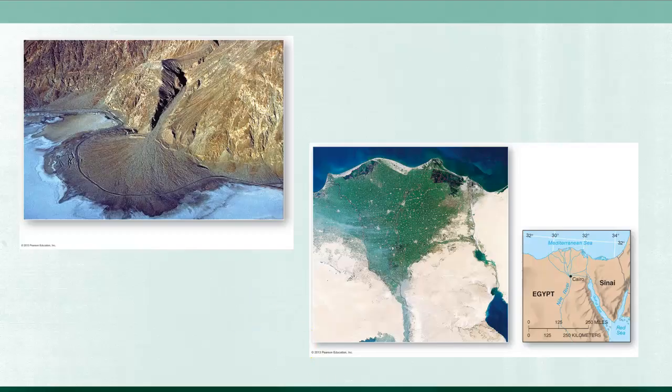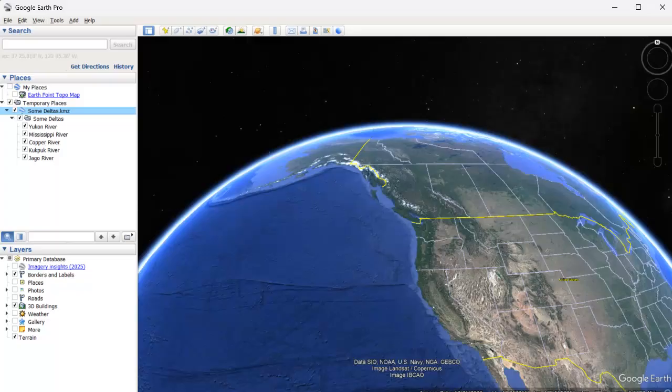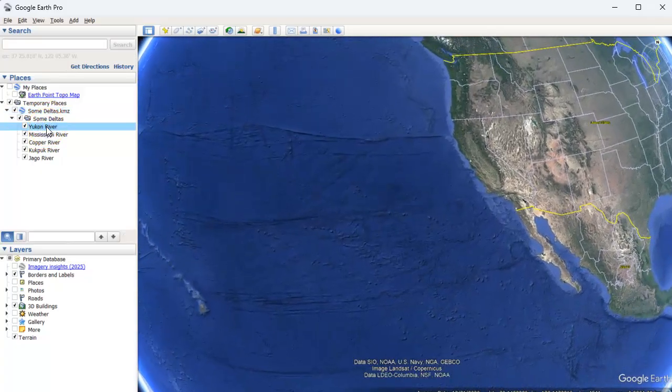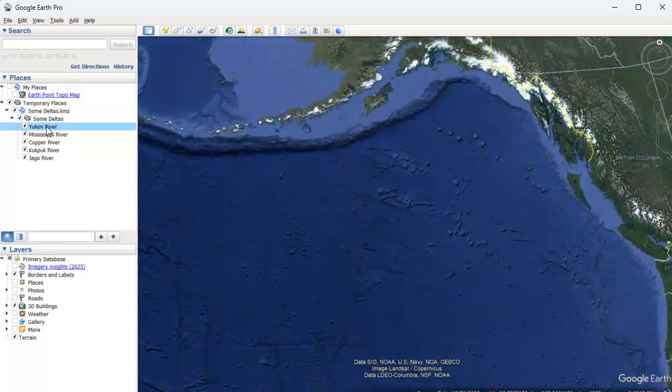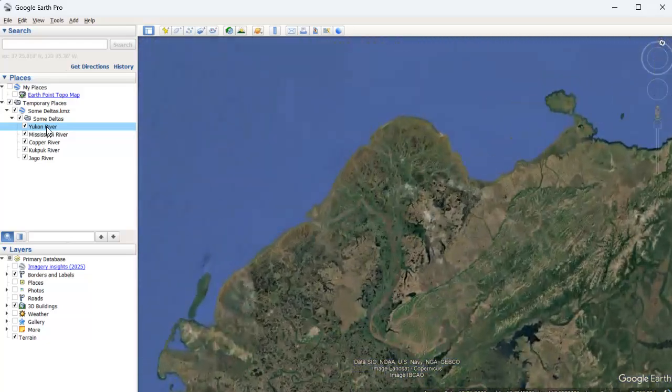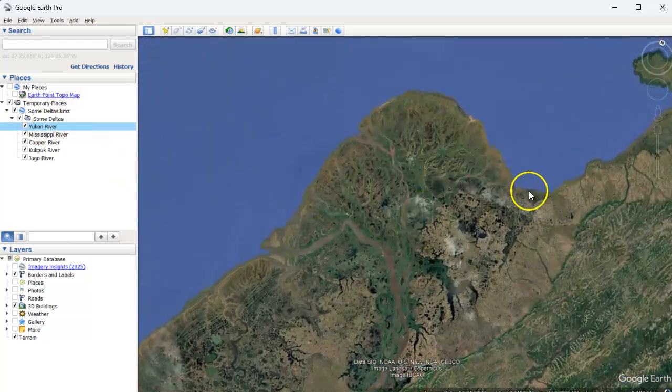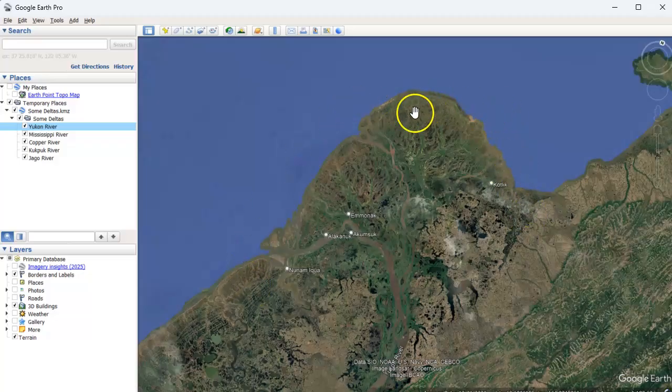Okay, last thing here. I know that this lecture is getting a little bit long, but let's just take a quick look at a couple of different types of deltas, looking at it on Google Earth. I'm going to start off with one of Alaska's best deltas, which is an arc-shaped delta, the Yukon River. And you can really see the many distributaries that come out of the Yukon producing this really beautifully shaped delta.